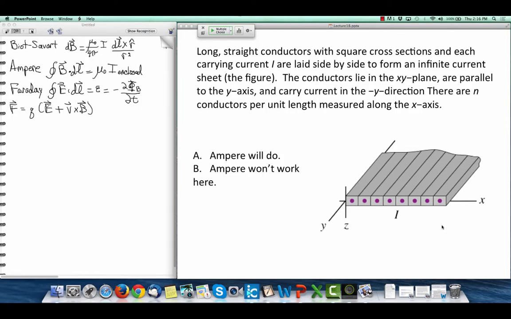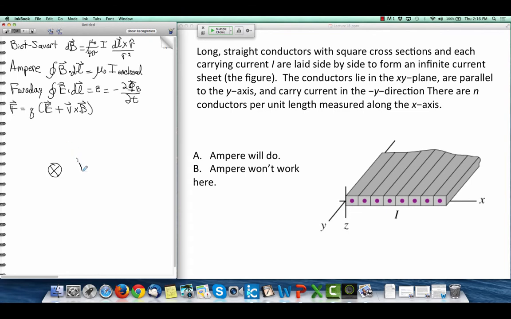So we haven't talked a lot about Ampere's law. If you remember, suppose I have a current that's into the page. You already know that the right-hand rule tells you that the magnetic field lines are going to circle around it clockwise if the current is into the screen. And Ampere's law tells you how to calculate that magnetic field.